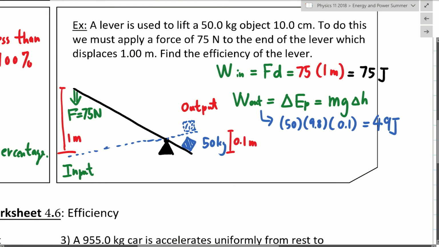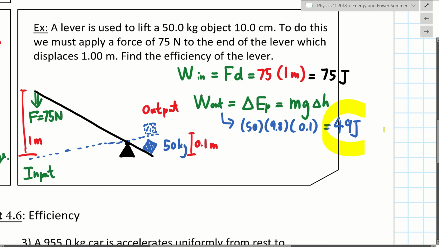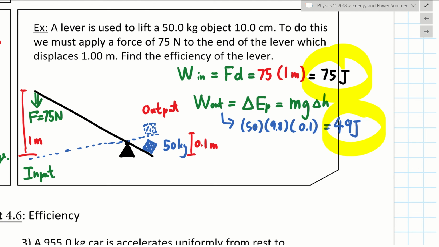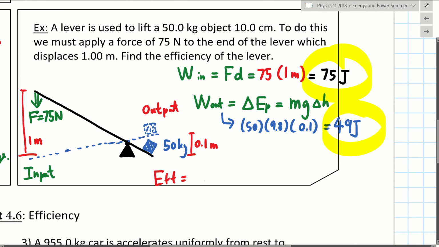As you can see, the output is less than the input, right? If you look at the output and the input energy, the output is always less than the input. Okay, so what is the efficiency of this particular machine? Well, that is not too difficult. Efficiency is just those two numbers. The output goes to the top and the input goes to the bottom, and then you multiply it by 100% so that you get a percentage.